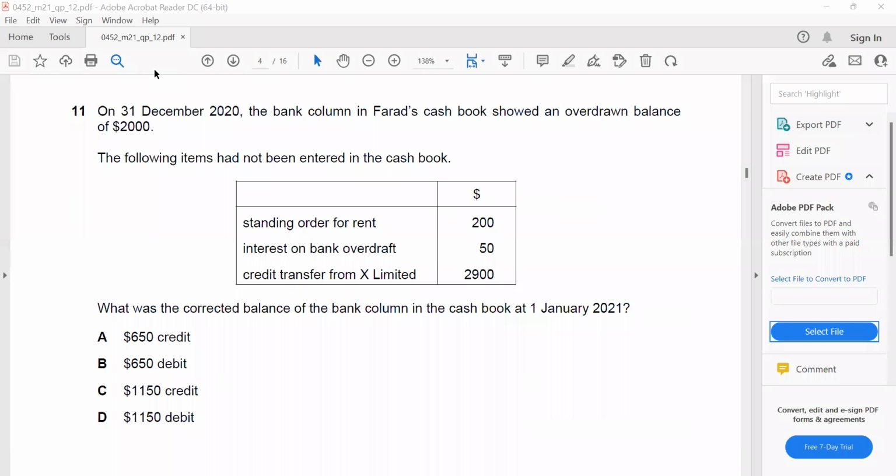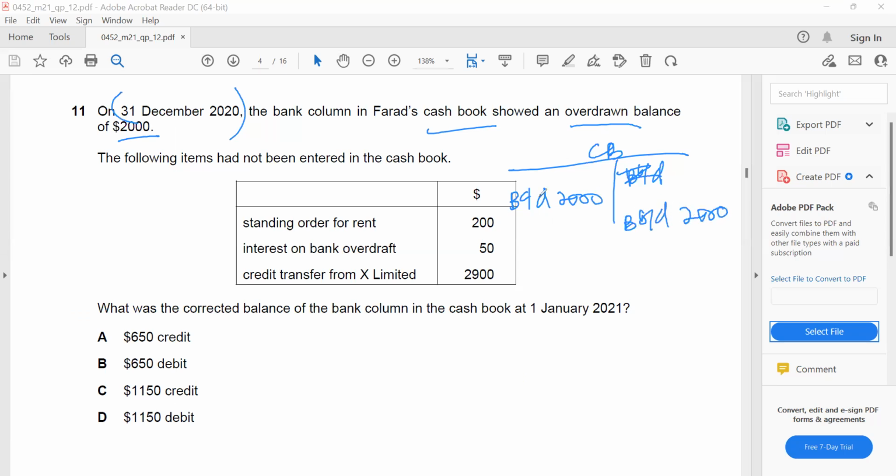Question 11. On 31st December, the bank column in Farah's cash book showed an overdrawn balance of 2,000. Overdrawn cash book means your cash book balance brought down. This one is 31st, so I put into here first: balance carried down, overdrawn 2,000. Balance brought down 2,000. This is the situation.